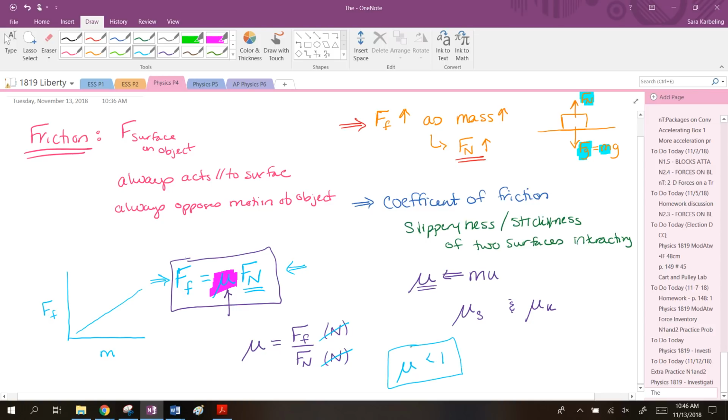So it's a ratio that's generally less than 1. The higher the mu is, the more sticky the two surfaces are, or the harder it is for one to slide against the other. Okay, so that's the first thing that you need to know.